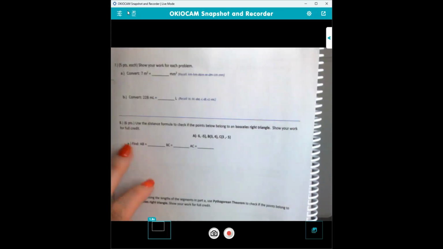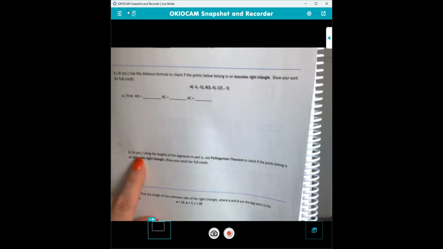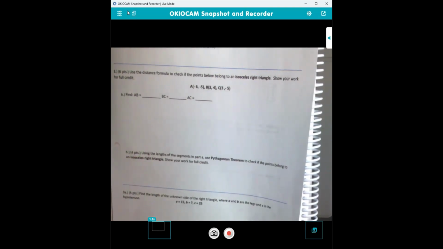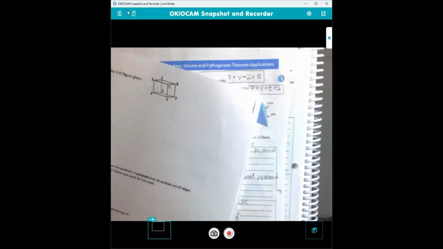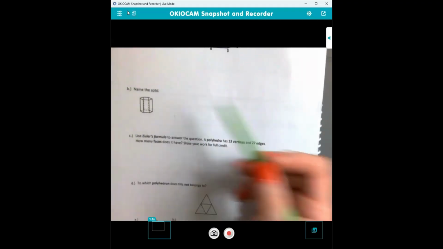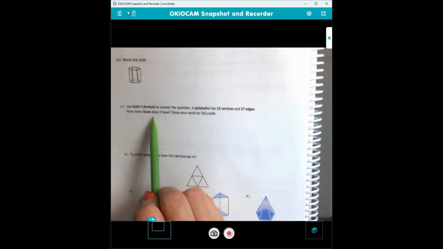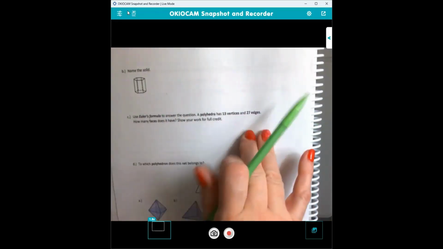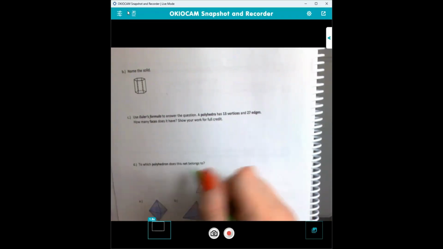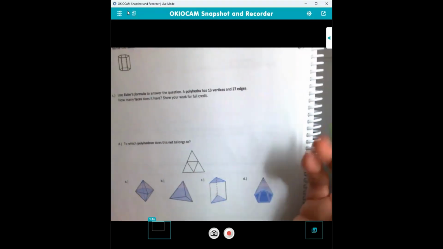See, this one was using the distance formula, which is similar to what I showed you. This is using the Pythagorean theorem, showing you the half isosceles. This is just like the example that I just showed you in the classwork. Name the solid, write Euler's formula, use Euler's formula to find what you're missing. You need to write the formula, substitute, solve like the equation, and then show me whatever it is that you're missing.